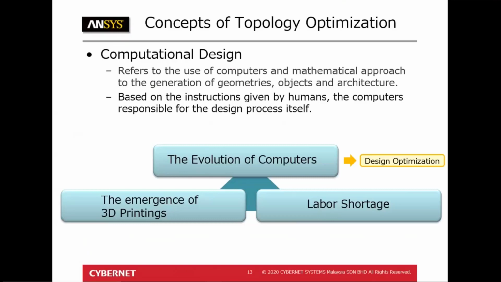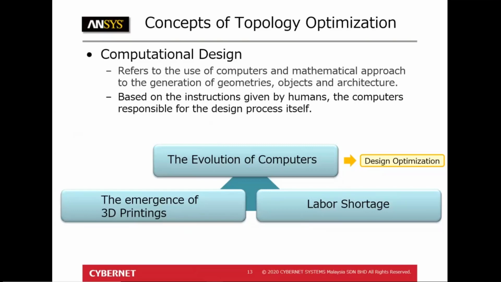computational design is. Essentially, computational design refers to the use of computers and a mathematical approach to the generation of geometries, objects, and architecture. It basically means that the computers are responsible for the design process itself, based on the instructions given by humans.